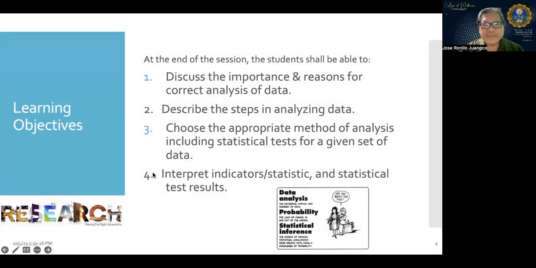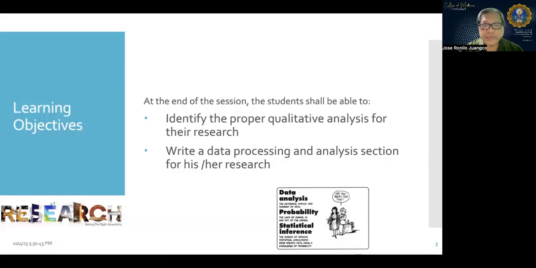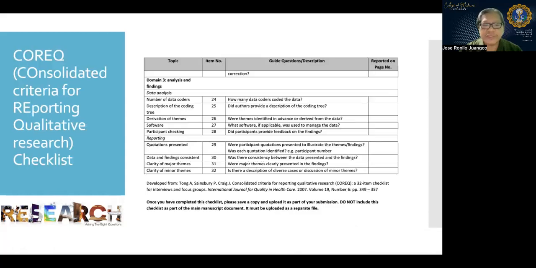So, learning objectives. Again, the overall learning objectives are to discuss the importance and reasons for correct analysis of data, describe the steps in analyzing data, choose the appropriate method of analysis, including statistical tests for a given set of data, and interpret indicator statistics and statistical test results. For this particular video, at the end of the session, the student should be able to identify the proper qualitative analysis for the research and write a data processing and analysis section for his or her research.